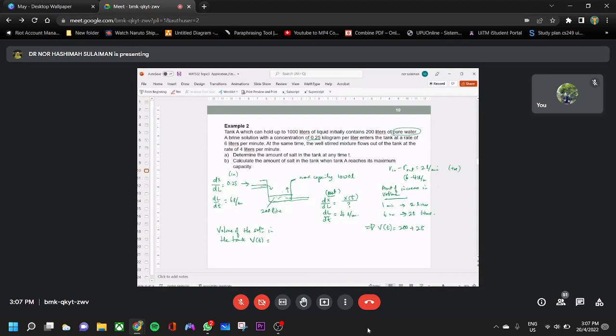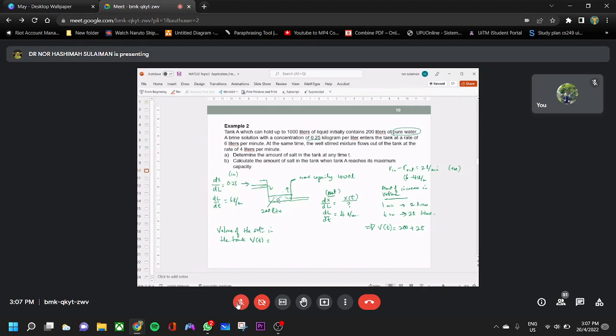Faham tak ni? Faham. Afrina, okey Afrina? Okey. So nampak tak? Dia macam ni je. Kalau rate masuk lebih tinggi daripada rate keluar, yang ini akan jadi tambah. So katalah yang masuk 4 liter per minit, yang keluar 6 liter per minit.